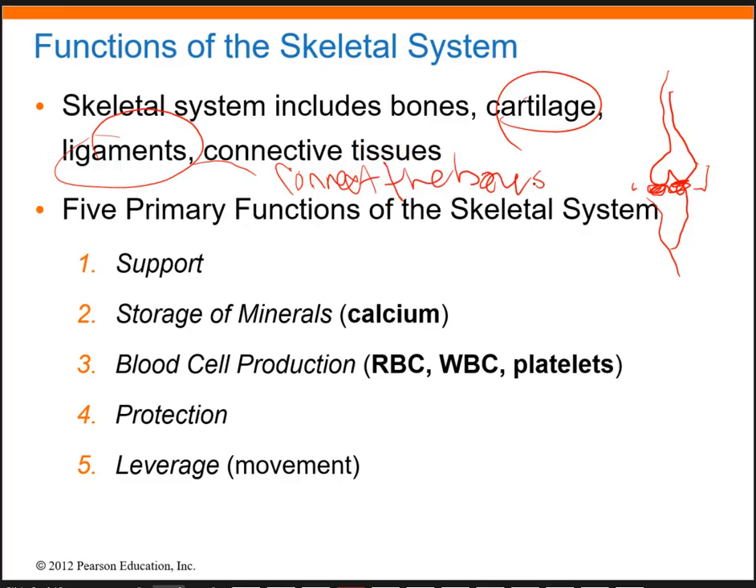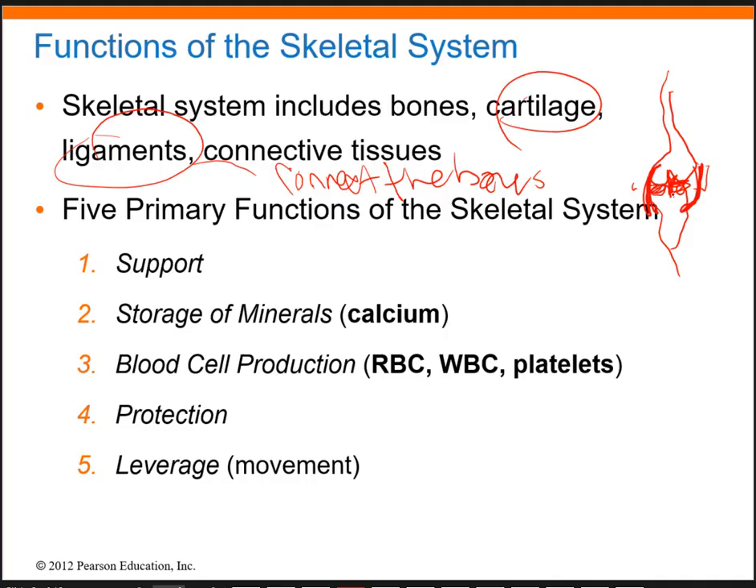So for example, also in your knee, you have a ligament that stretches out here, a ligament out here, and then you have two in the middle that hold the bones together. So the skeletal system includes the skeleton, the bones, as well as the connective tissues associated with the bones.